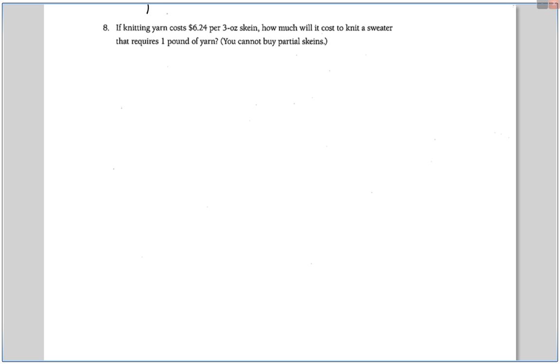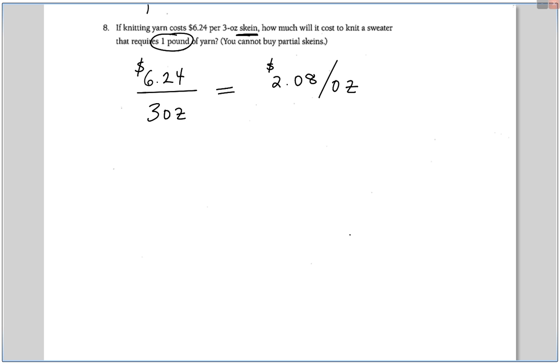Now the next question is about yarn. So it says $6.24 for whatever this 3 ounces. I don't know what that word is. How much will it cost to knit a sweater that requires 1 pound? Okay, so we know it's $6.24 for 3 ounces. So let's divide that. $6.24 divided by 3 is $2.08 for 1 ounce.